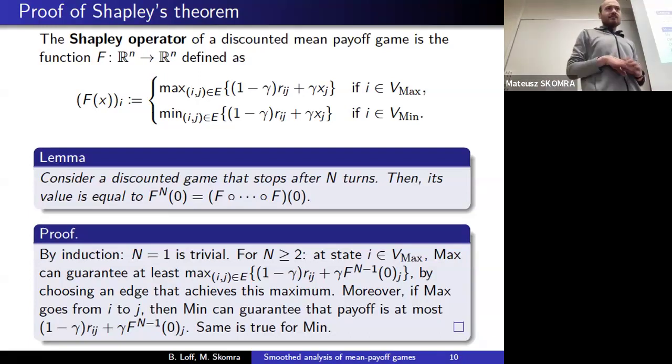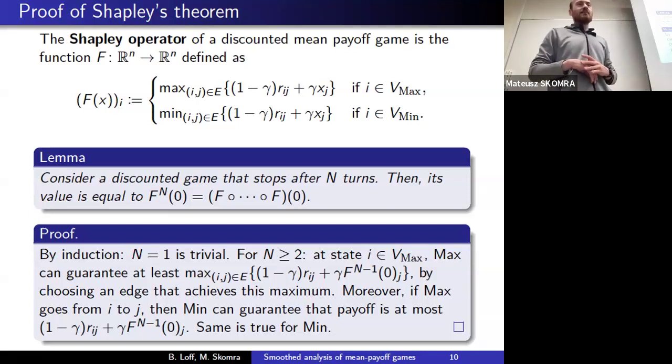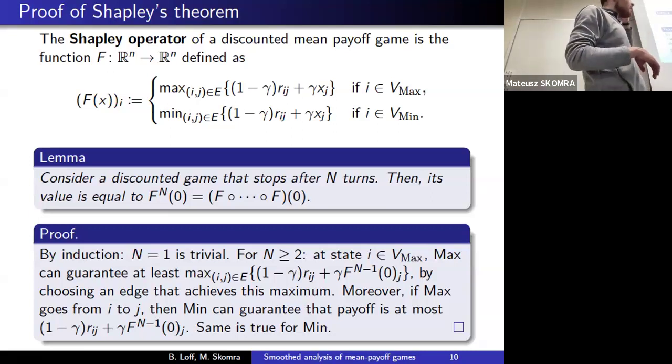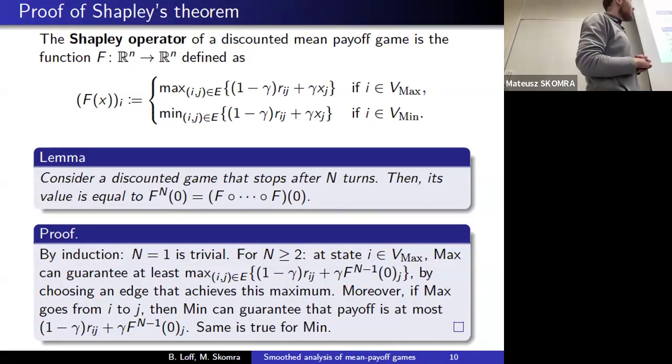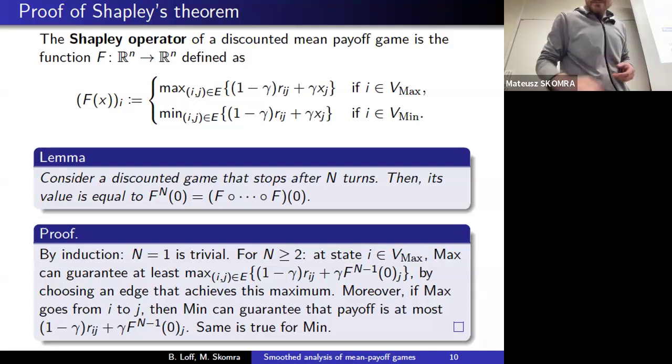But I don't like this. It makes some theorems not work. So I always assume that they have a next state. And in any case, you can always reduce to this situation, even in these more general cases. Okay. So we know what will happen if the game stops in n turns. So that was the first observation of Shapley, and it's just some kind of a dynamic programming argument.